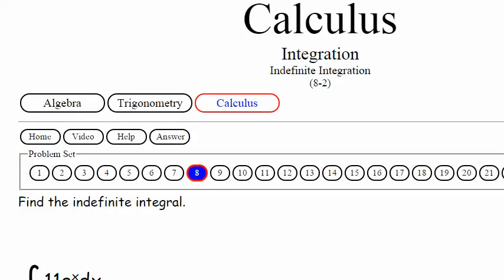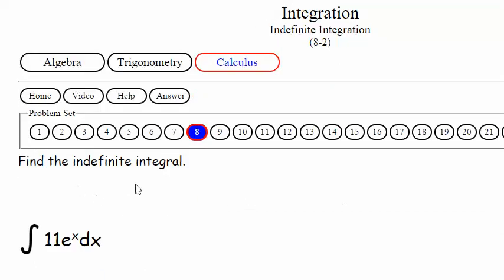8-2, I believe. Find the indefinite integral of 11e^x dx. There's Euler's number, if you're wondering who Euler is: Leonhard Euler, famous mathematician. What is the integral of 11e^x dx? What in the world do we do with that?